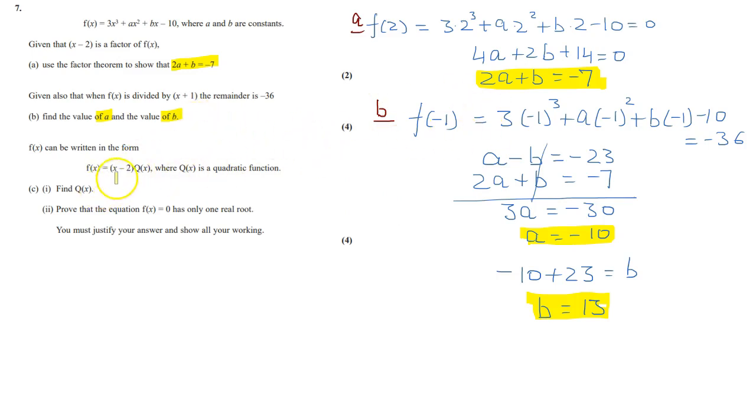Now the next part is f(x) is equal to x minus 2 times q(x). It means we have to divide this algebraic expression by x minus 2 to get q(x), and q(x) is a quadratic function. So x minus 2, we divide 3x cubed minus 10x squared plus 13x minus 10.